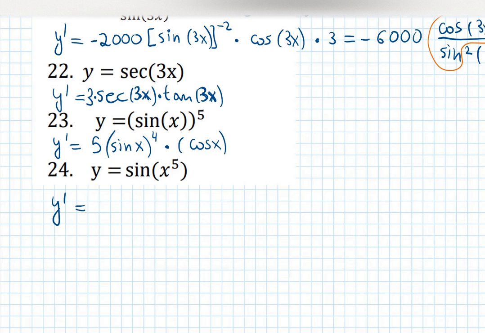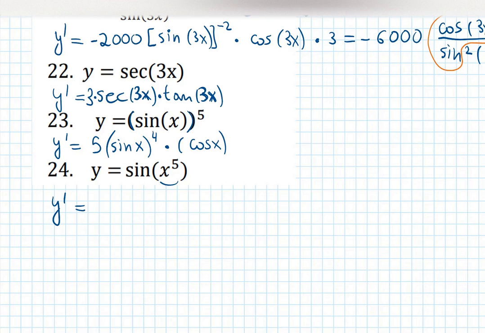Before I saw sine x to the 5. Now I see sine of x to the 5. What's the difference? Angle raised to the 5th power versus everything raised to the 5th power. That's not the same thing. Input raised to the 5th power versus output raised to the 5th power. Just make sure you understand this difference.